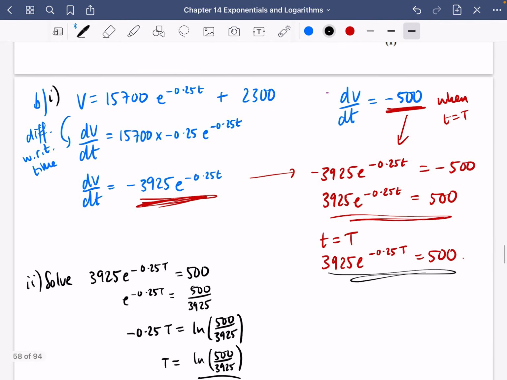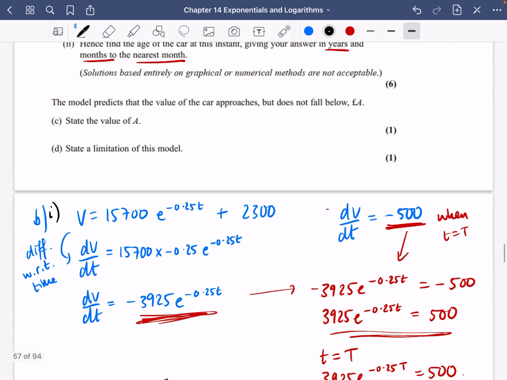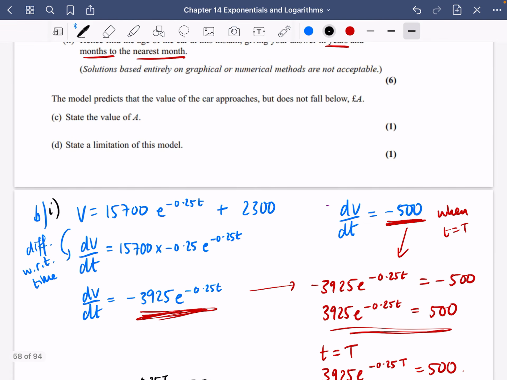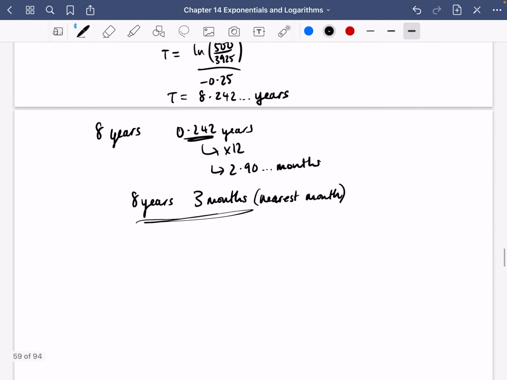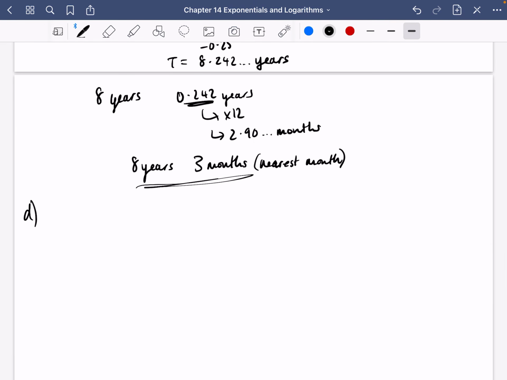Okay, we're nearly there. We've done most of the hard work on this question. It then says the model predicts that the value of the car approaches but does not fall below A pounds. State the value of A, and then state a limitation of this model. So I'm going to write down the equation again so that we've got that to think about. It's that the value of the car is 15,700 e to the minus 0.25t plus 2,300.